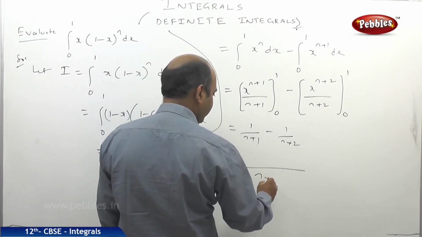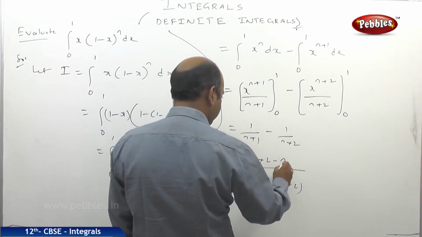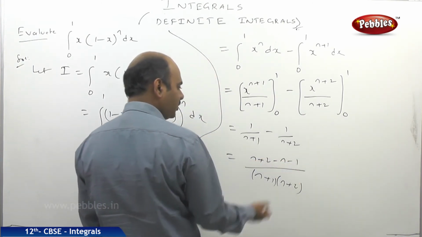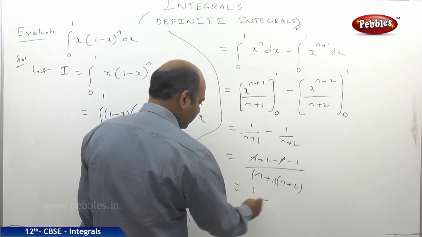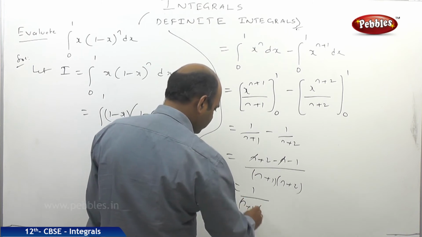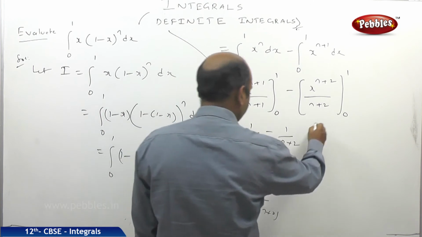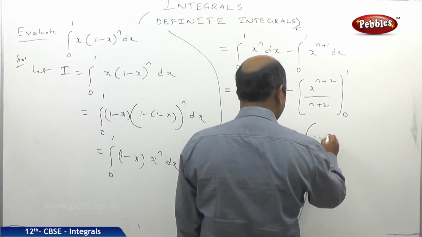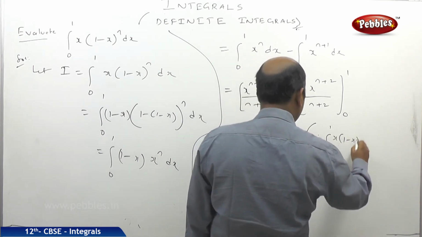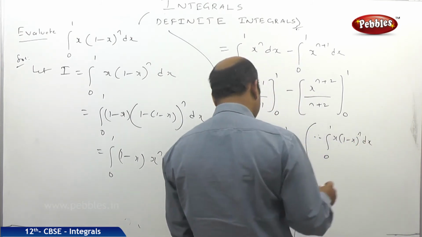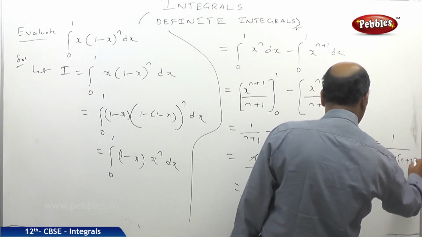So LCM will be n plus 1 into n plus 2. Here comes n plus 2, here comes n plus 1, as minus is there it comes minus n minus 1. So n will be getting cancelled. Finally comes 1 upon n plus 1 into n plus 2. Therefore finally what I will be concluding? Integral of 0 to 1 x into 1 minus x whole power n dx is equal to 1 by n plus 1 into n plus 2.